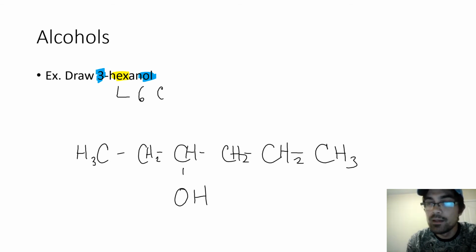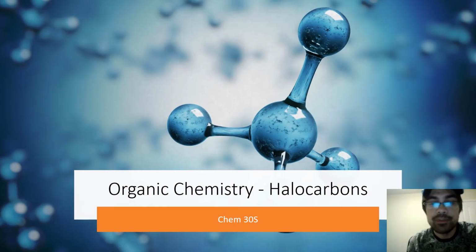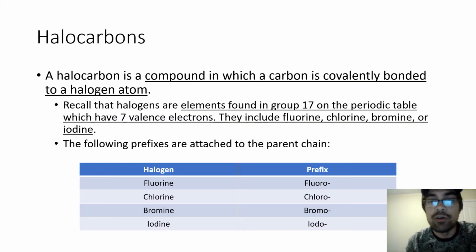Okay? So the last one that we have to look at is the halocarbon, and this one is involving the halogens. So if you remember back to last year in grade 10, or even grade 9, where we learned about the periodic table, a halogen is something in group 17, found on the periodic table, at that last column before the noble gases. So these include things like fluorine, chlorine, bromine, and iodine.